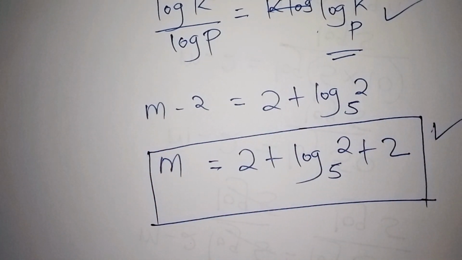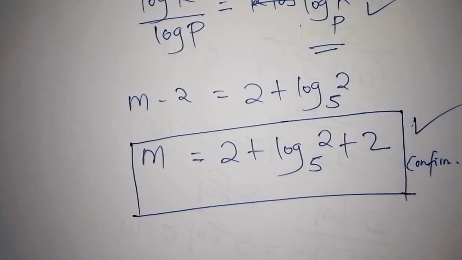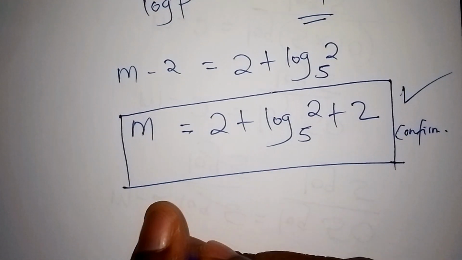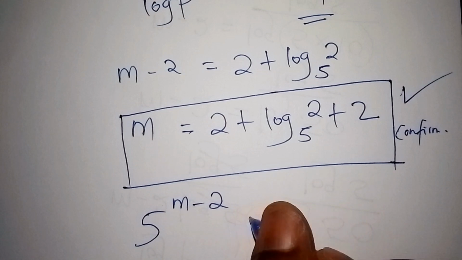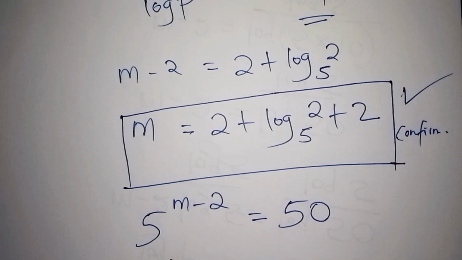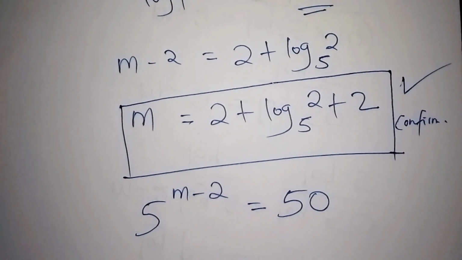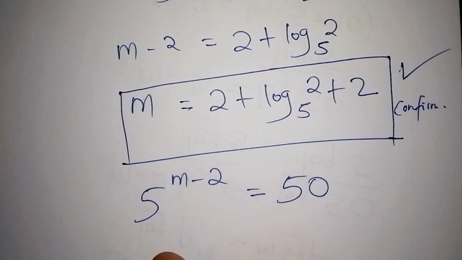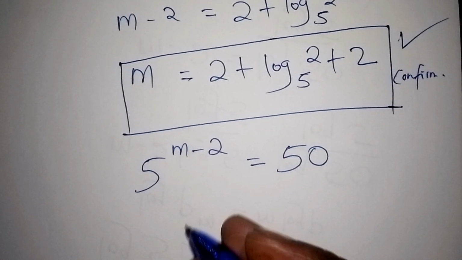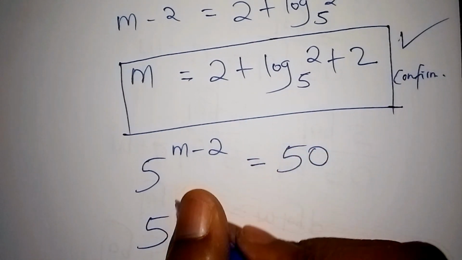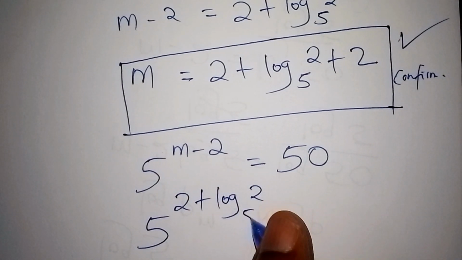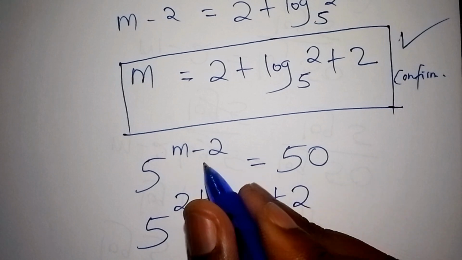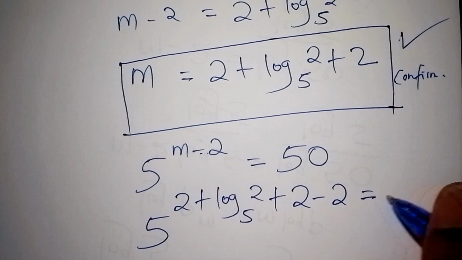So we can now confirm this answer. Let's confirm it. Our problem was 5 to the power of m minus 2 is equal to 50. Where we have m, we shall be able to write 5 to the power of 2 plus the log of 2 to the base of 5 plus 2, minus 2. So don't forget this minus 2, all is equal to 50.